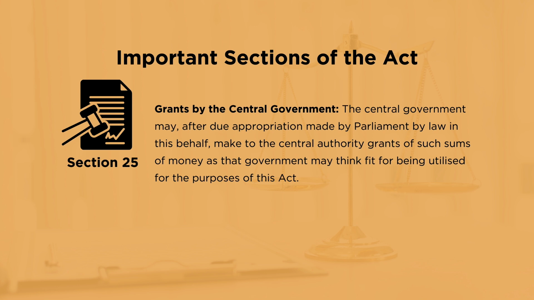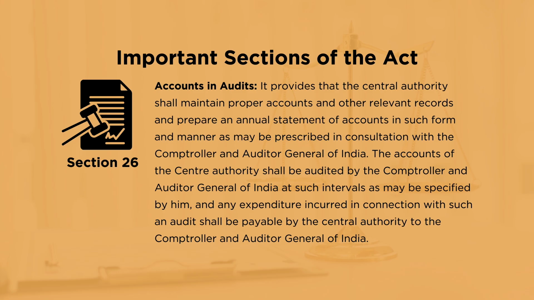The central government may, after due appropriation made by Parliament by law in this behalf, make to the central authority grants of such sums of money as that government may think fit for being utilized for the purposes of this Act. Dear viewers, Section 26 deals with accounts and audits. It provides that the central authority shall maintain proper accounts and other relevant records and prepare an annual statement of accounts in such form and manner as may be prescribed in consultation with the Comptroller and Auditor General of India.